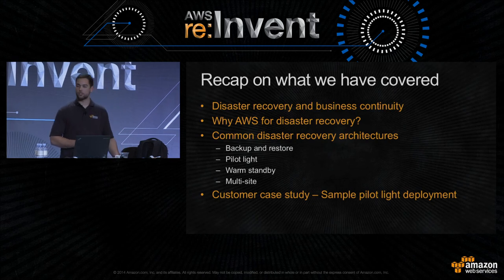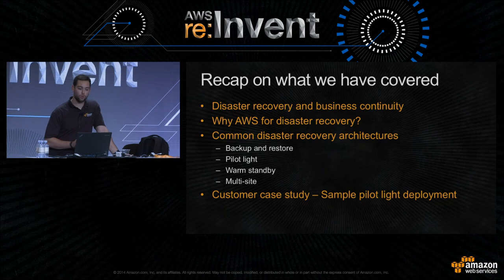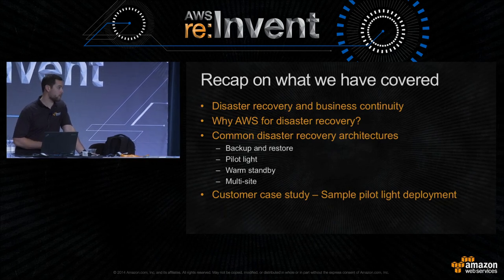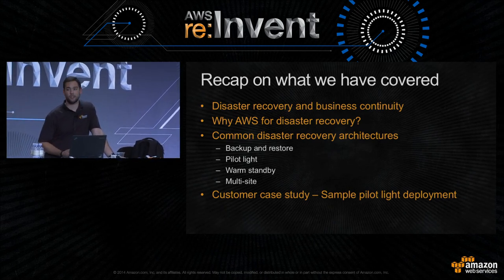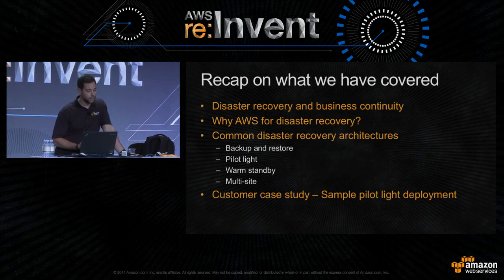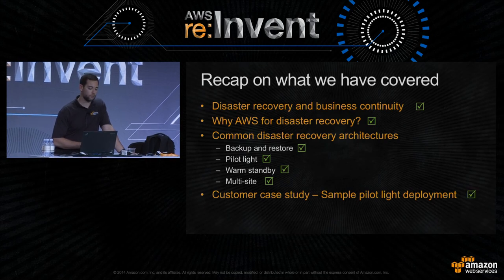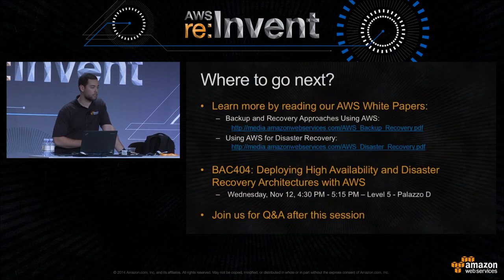Okay, so just to recap here, we did talk about disaster recovery and business continuity and how the two were interrelated. Why AWS for disaster recovery? I mean, that should be clear from the features that we do provide for DR sites. We did cover also a couple of the architectures that you can have on AWS: backup and restore, pilot light, warm standby, and multi-site. Just remember, it depends on how much you actually want to spend on your DR and how important it is for RPO and RTO. And we did just talk about the customer case study.